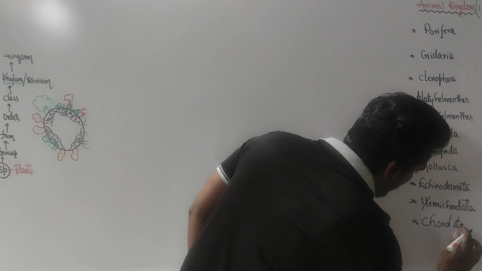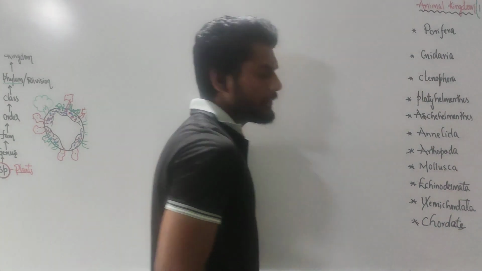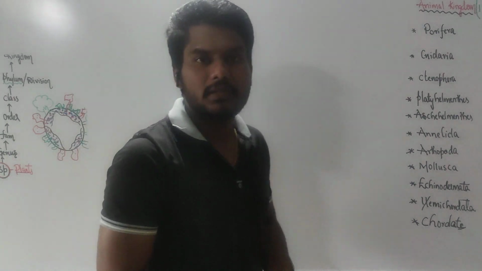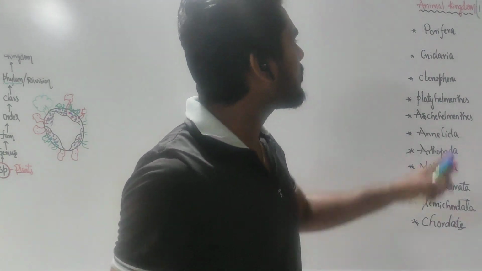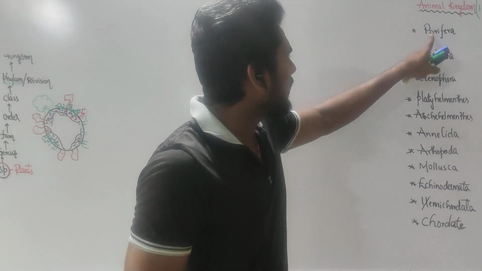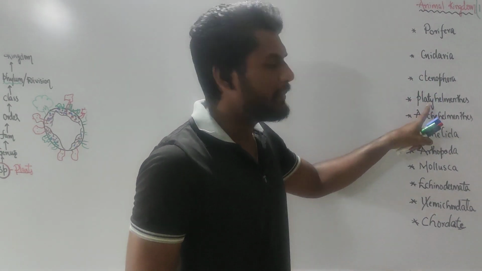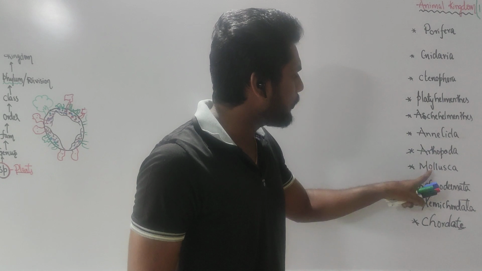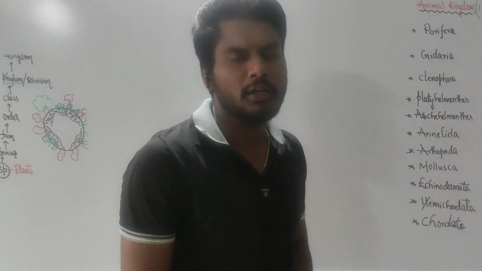So I can write it as Chordata. These are the 11 phyla. The first thing you have to learn is all the 11 phyla, and you should remember them in sequence. Porifera, Cnidaria, Ctenophora, Platyhelminthes, Aschelminthes, Annelida, Arthropoda, Mollusca, Echinodermata, Hemichordata, Chordata.